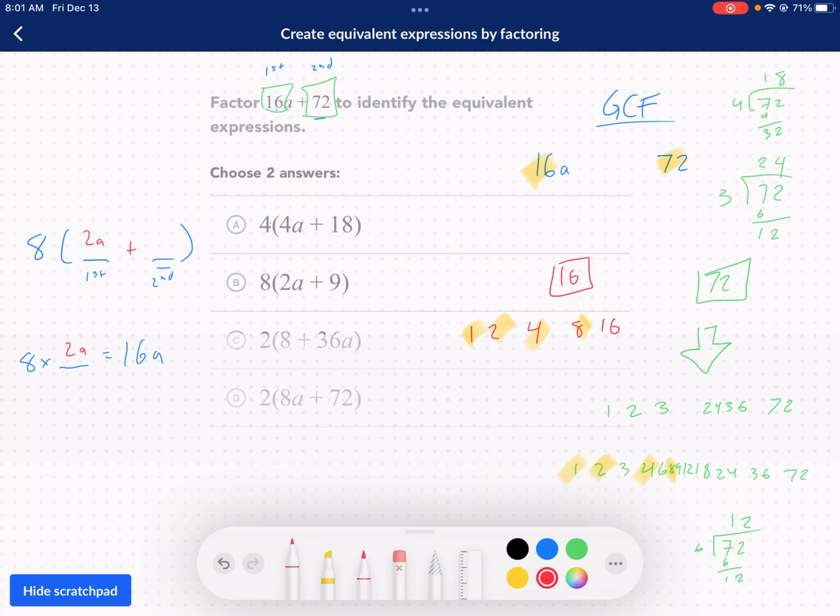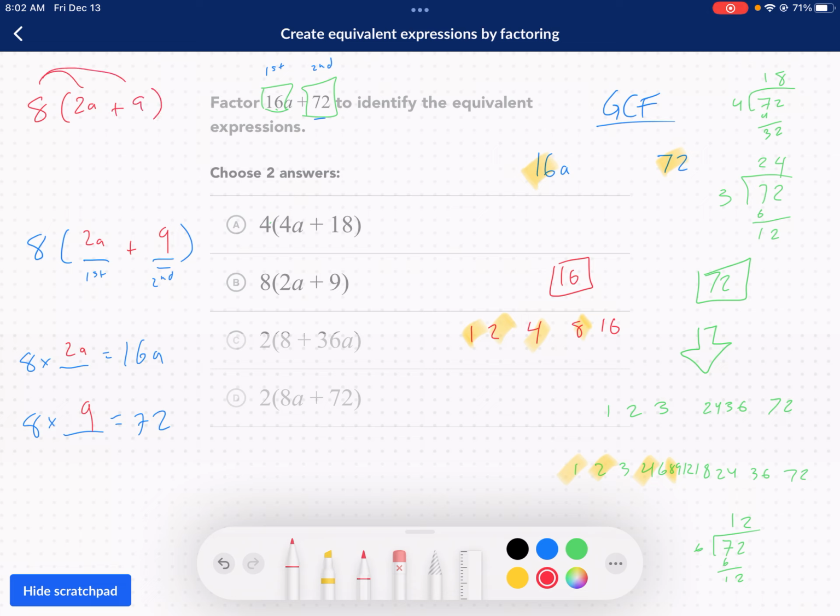Now I'm thinking about 8 times, let me change it back to blue, 8 times blank equals 72. Well, I know that 72 divided by 8 equals 9, so it's going to be 9 right here. So that's going to be my final answer if I was going to factor out using the greatest common factor.